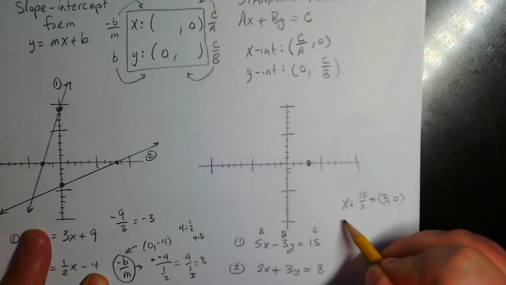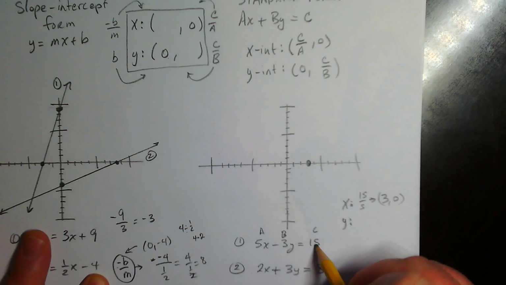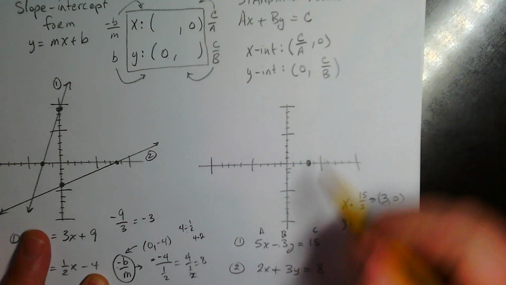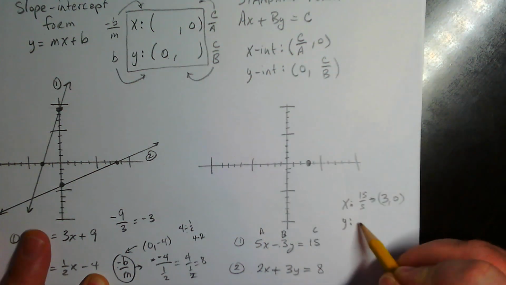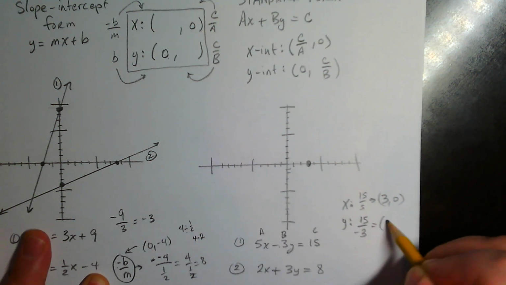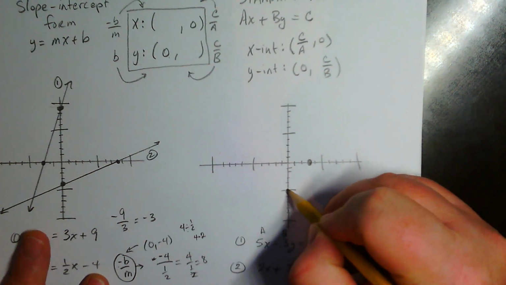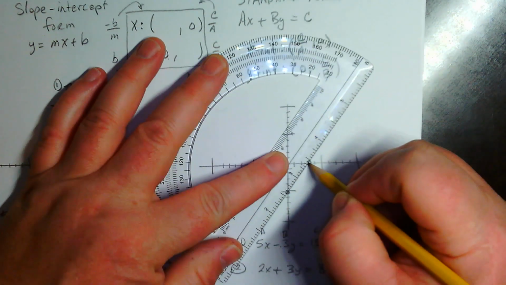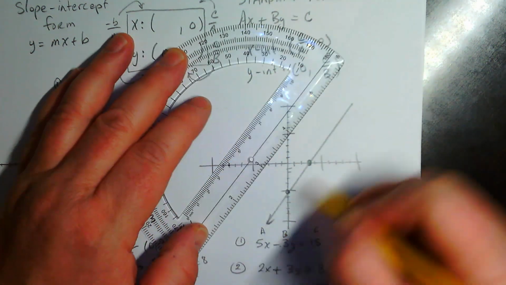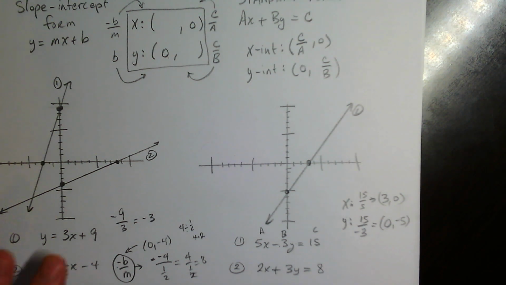Our y-intercept for equation number 1 is c divided by b. So that's 15 divided by negative 3, which is going to give us negative 5. So that's right here, negative 5. So the first equation looks just like this. Boom, done. That's equation number 1. Now let's talk about equation number 2, shall we?